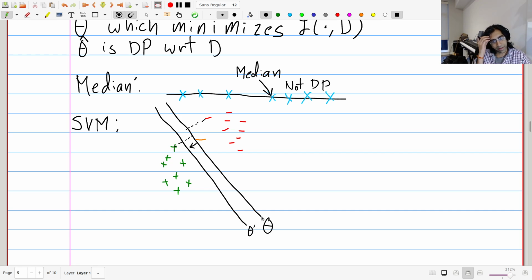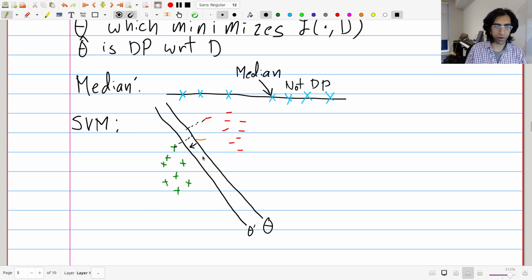Now, you might think that this is not that big a shift, but you can imagine more extreme cases where perhaps the margin was much, much larger, and in fact, that would result in this parameter vector theta changing quite dramatically.